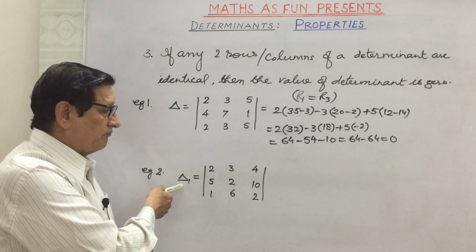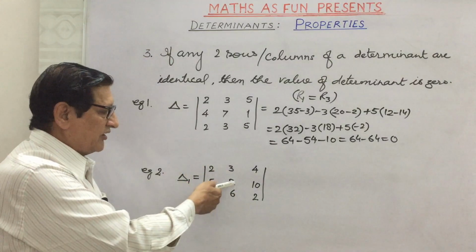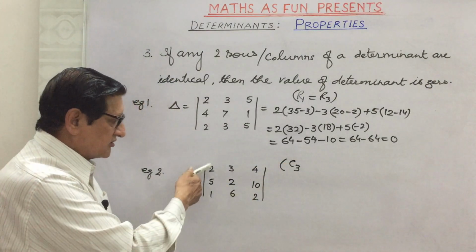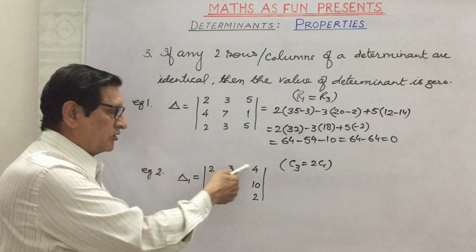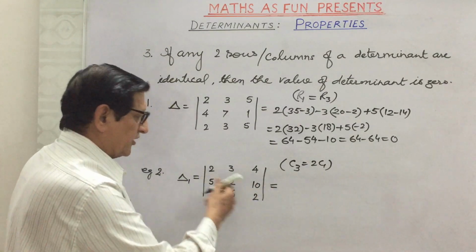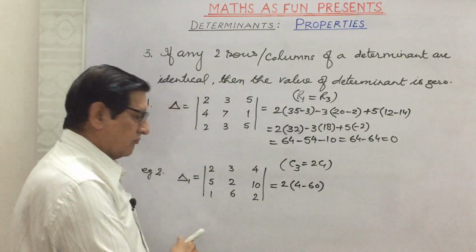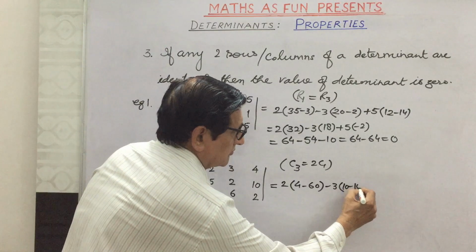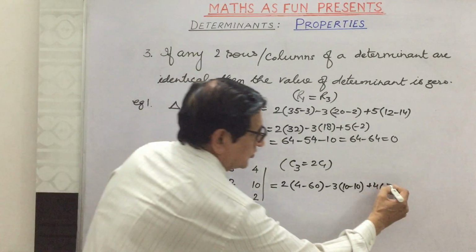Let's take one more example, the delta 1. In this we have the elements 2, 3, 4, 5, 2, 10, 1, 6, 2. In this we find that the third column is twice the first column: 2 into 2, 4, 5 into 2, 10, 1 into 2, 2. Expanding it along row 1, we get 2 into 4 minus 60, minus 3 into 10 minus 10, and plus 4 into 30 minus 2.